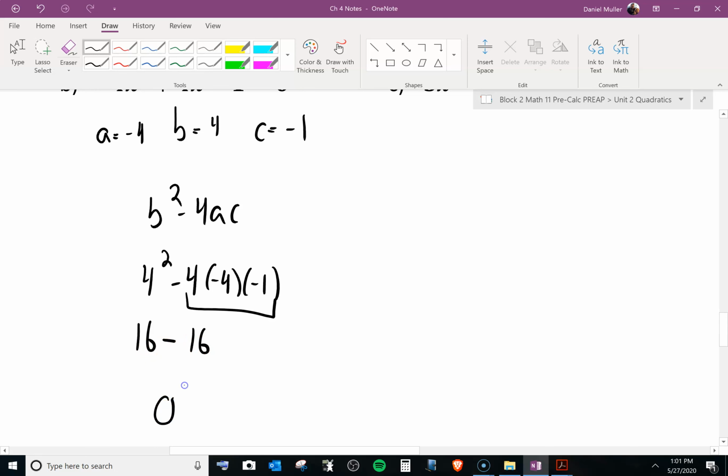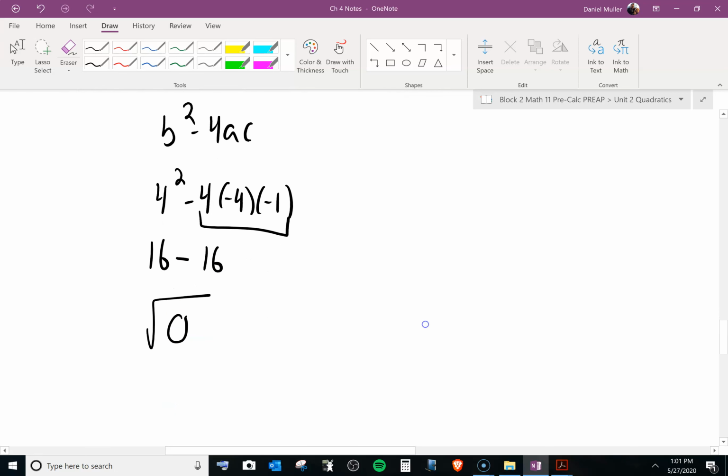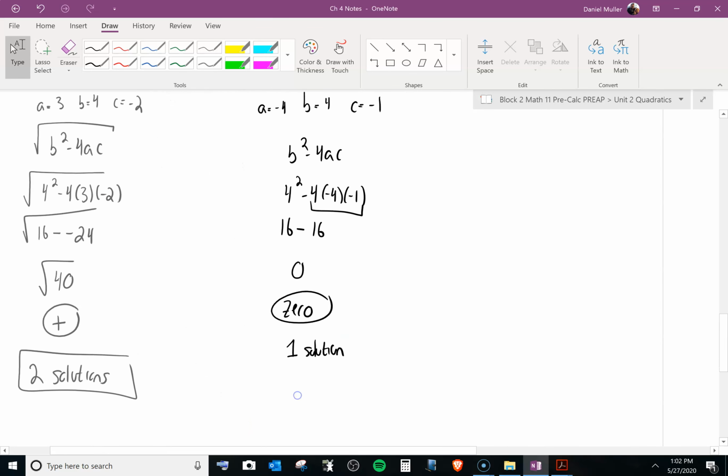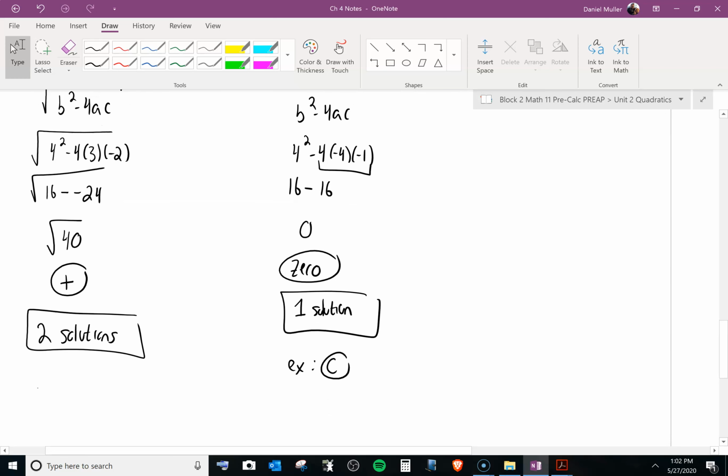16 minus 16 is 0. So really I have the square root of 0. Now what happens when you have 0? Well, if you have 0, that is 0. Therefore, we're going to get one solution. If you wanted to write down an example, you can look at example C. I think we did example C. Got one answer. This, however, is example A, B, D, E, and F. All of those had two answers.